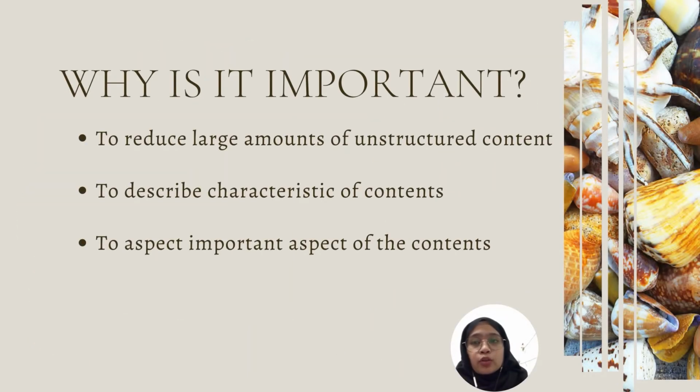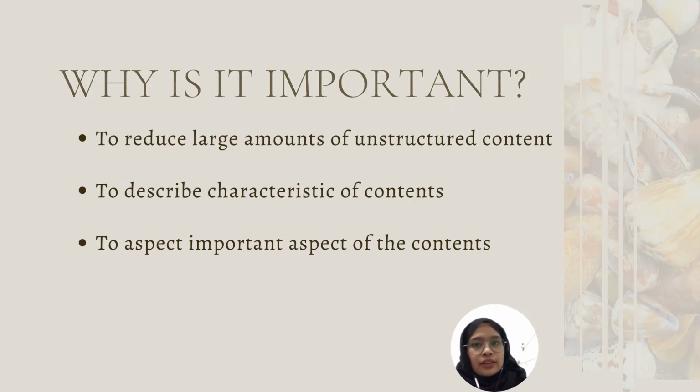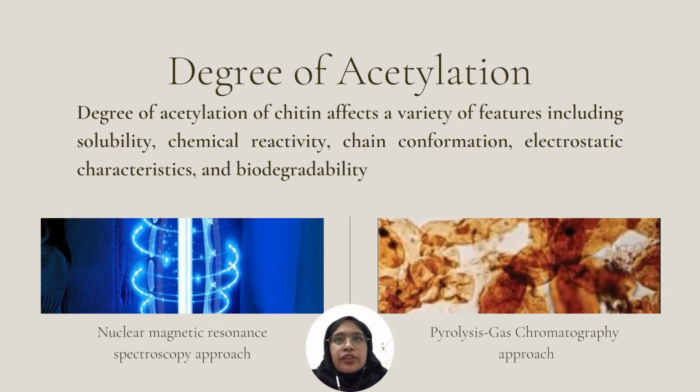Why is it important to analyze chitin? It is to reduce large amounts of unstructured content, to describe the characteristics of chitin, and to anticipate important aspects of chitin. The degree of acetylation of chitin affects a variety of features including solubility, chemical reactivity, chain conformation, electrostatic characteristics, and biodegradability. That's why we need to know the degree of acetylation of chitin.